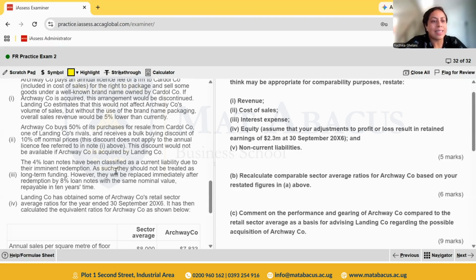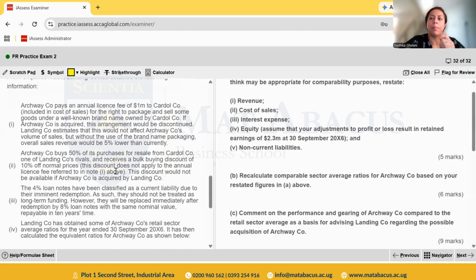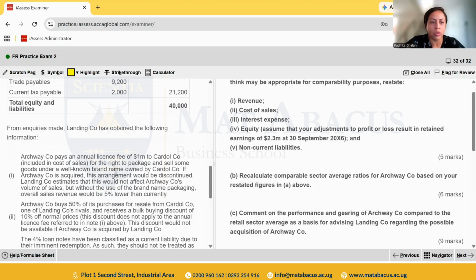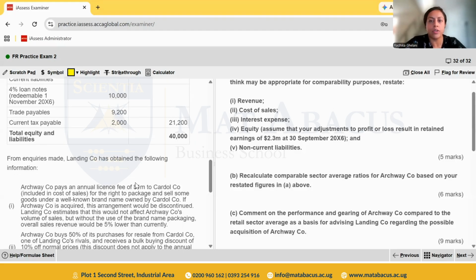However, they will be replaced immediately after redemption by 8% loan notes with the same nominal value repayable in 10 years' time. So what's going to happen is that they're going to pay back the 4% loan notes, and they're replacing that very amount. You can see the value of the loan is 10 million there. They're going to get another loan worth 10 million, but this time the interest cost is going to be 8%. It's going to be double the cost. So that's why Part C is asking you to compute the interest expense as well. And then that's going to affect the interest expense.